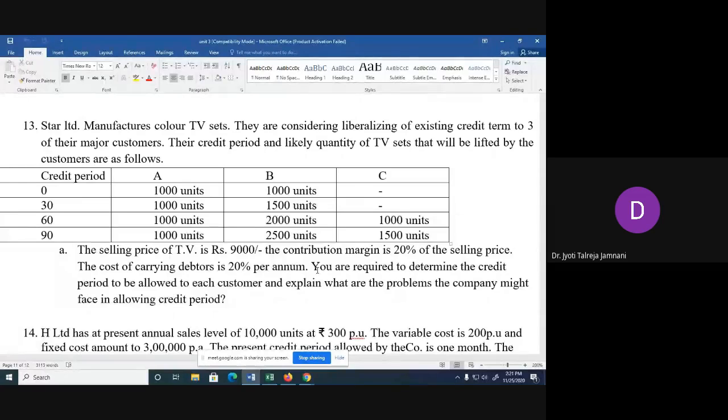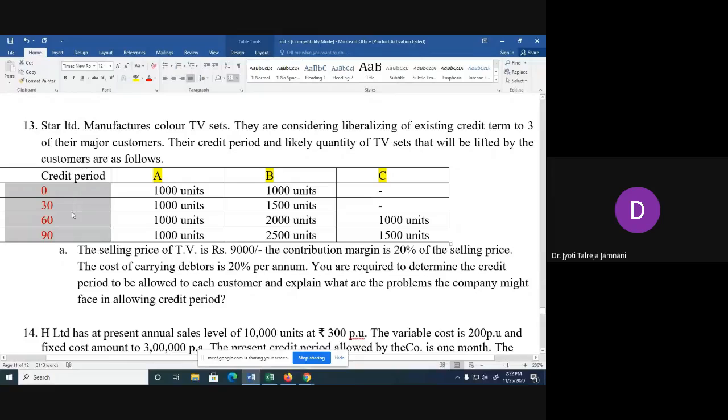Major customers, the credit period and likely quantity of TV sets that will be lifted by the customers are as follows. So if you see here in the table, they have three customers. A, B and C are the customers, and the credit periods are 0, 30, 60 and 90. If you give 0 days credit, A will take 1000 units, B will take 1000 units and C will not take any number of units because you are not giving credit.